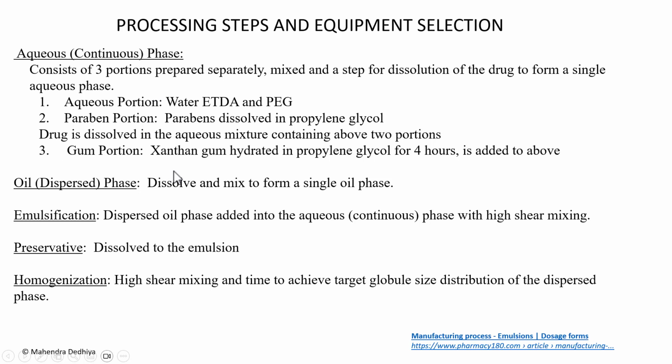In the gum phase, xanthan gum is wetted in propylene glycol for about 4 hours and then it's added to complete the aqueous phase. Oil disperse phase: all the components are dissolved to form a single oil phase. Emulsification: disperse phase is added to the aqueous phase with high shear mixing. Preservative is added to the dissolved emulsion. Homogenization is performed to achieve target particle size.